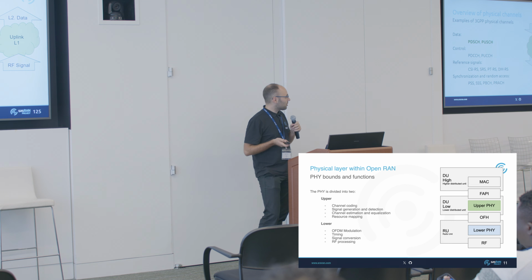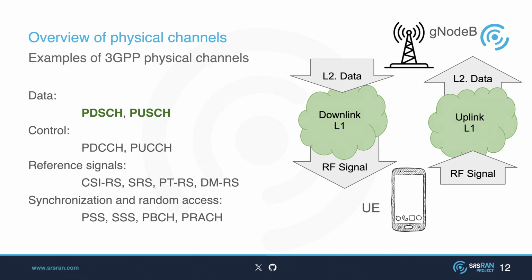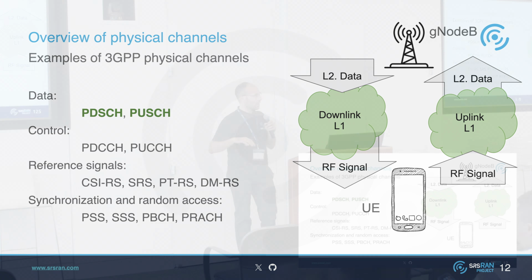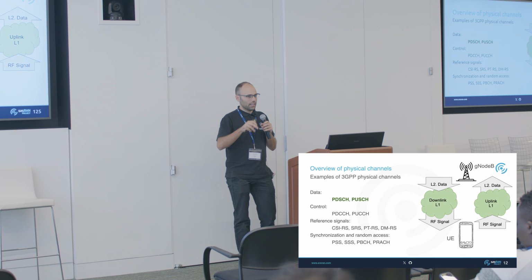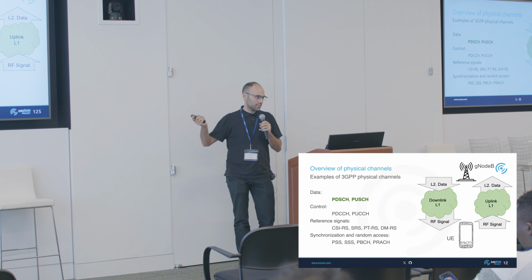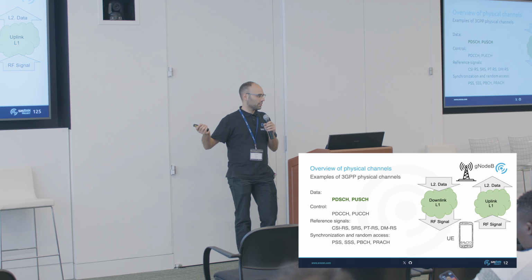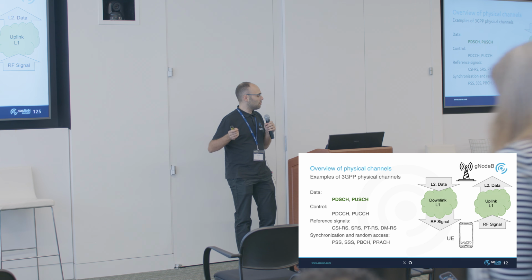OK, then the 3GPP specifies many physical layer channels. Like there are channels for data, channels for control, reference signals, and synchronization. However, the ones that are really consuming lots of performance are the data channels. And those are the PDSCH and the PUSCH, which are the physical downlink shared channel and physical uplink shared channel.